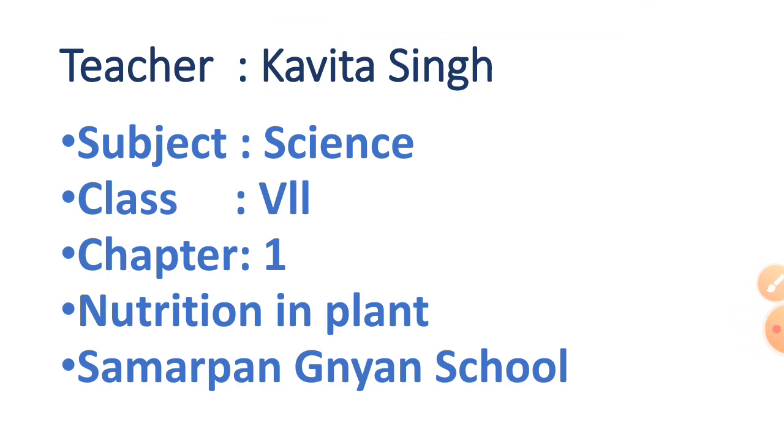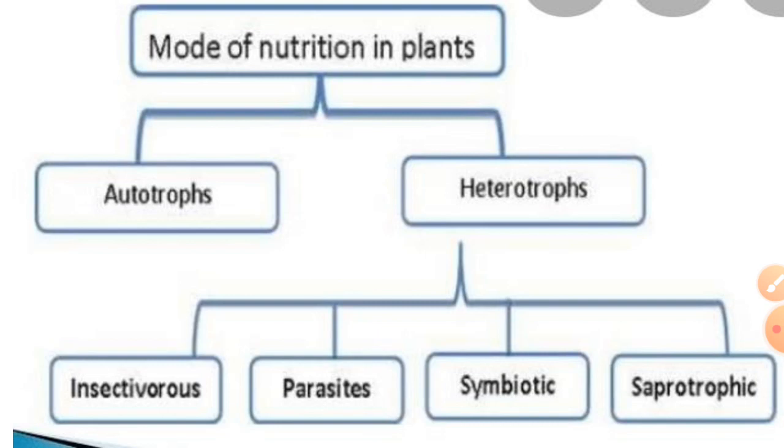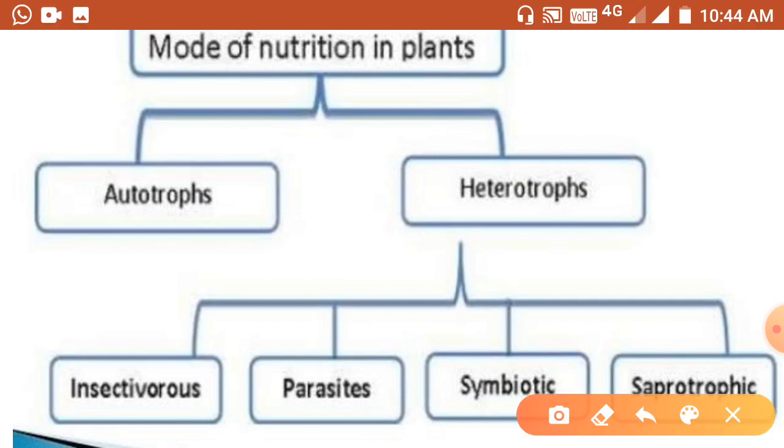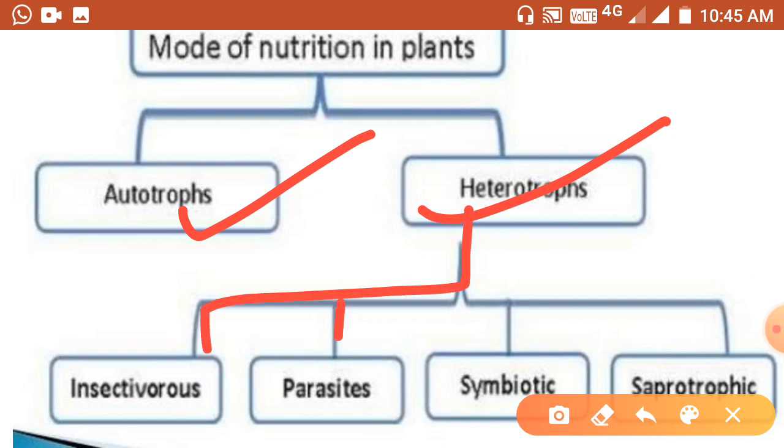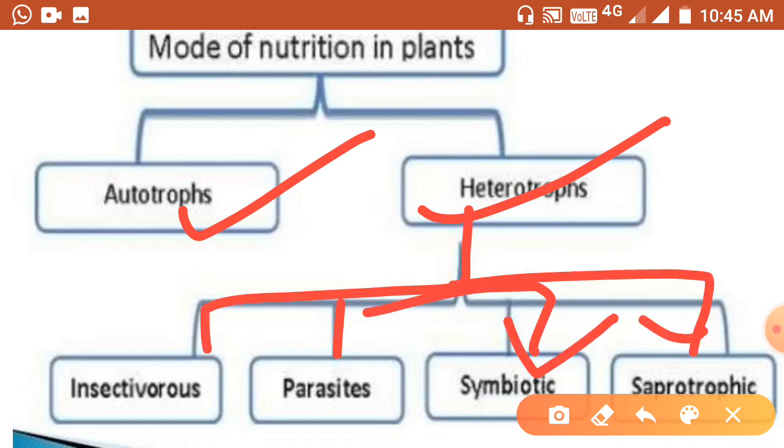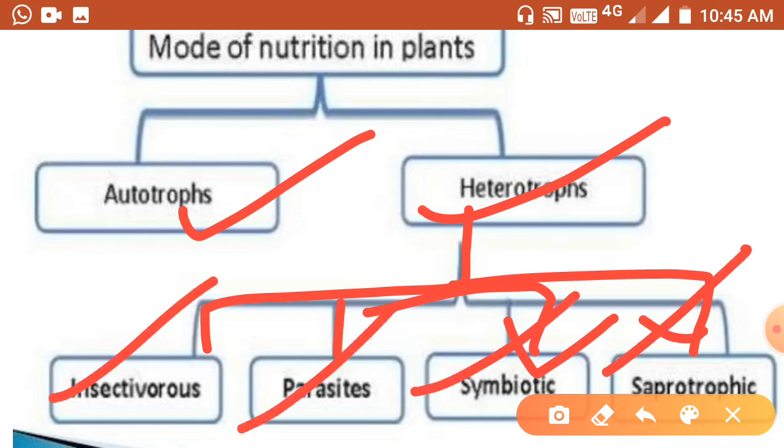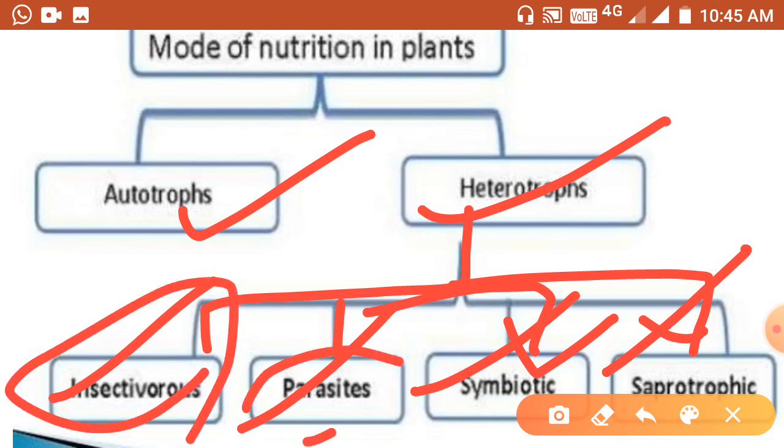Nutrition in plants. In the previous classes we learned about modes of nutrition. Modes of nutrition have two types, autotrophs and heterotrophs. Heterotrophs are of four types: insectivorous, parasitic, symbiotic, and saprophytic or saprotrophic. We have learned about insectivorous, parasitic and saprotrophic. The symbiotic relationship we will continue here.